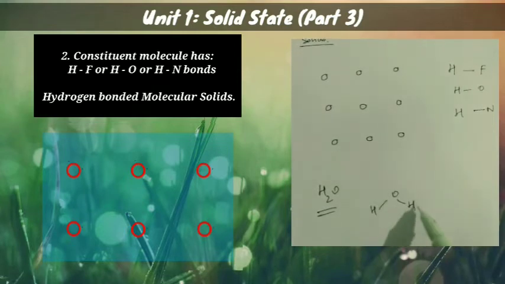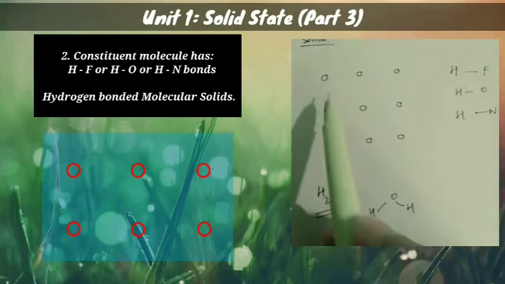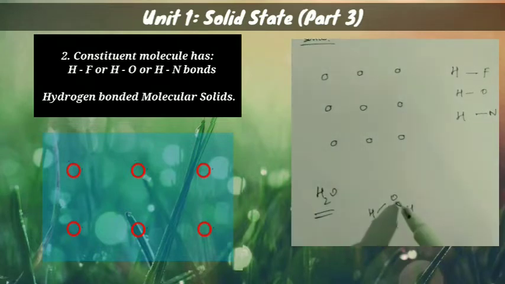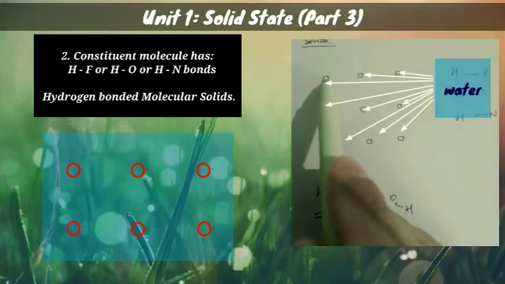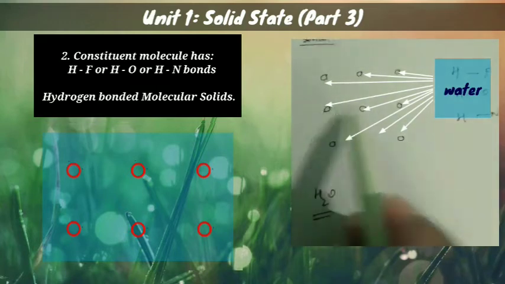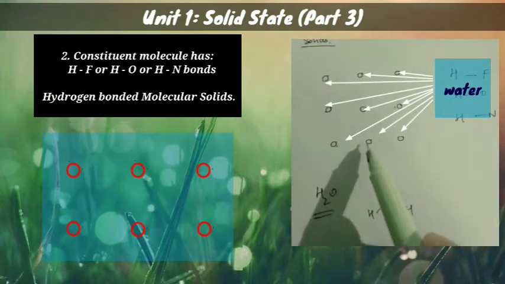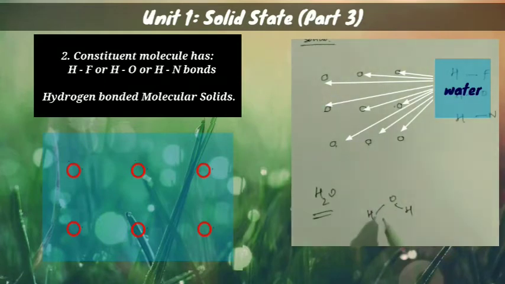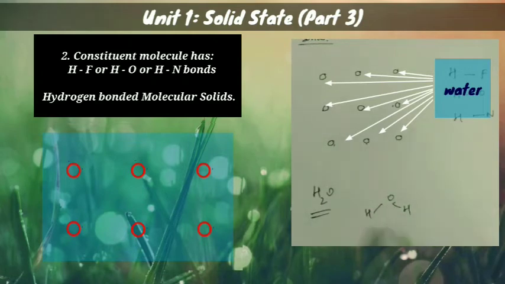So if this water molecule is here, that means the constituent particle is your water molecule. Suppose this part is water, water, water, here also water, water, water. So if the constituent particle is your water molecules, here you see, this is the water.